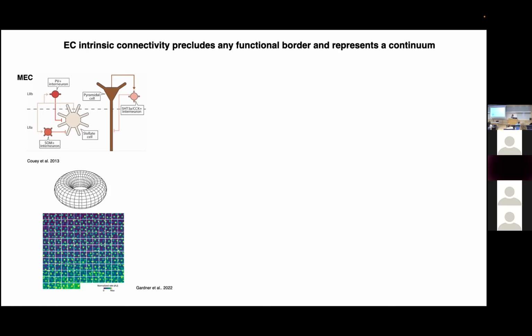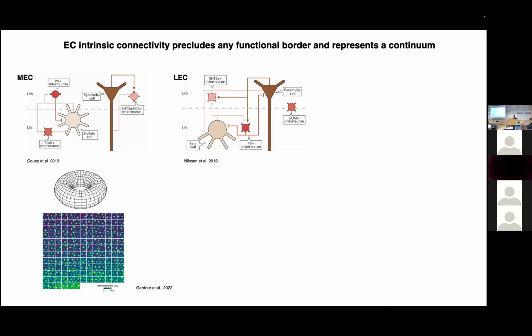Recently in Nature, Richard Gardner and colleagues published this beautiful paper where they described that all grid cells in the medial entorhinal cortex sit on a torus, which is a topological form that is quite well defined. Now we believe that it was because the intrinsic connectivity of the medial entorhinal cortex is so peculiar, but in LEC you do have the same, although you don't have grid cells. That's a big thing that is quite strange to us, because when you look at the way MEC and LEC are connected intrinsically, they are very similar. So why should one have grid cells and not the other?